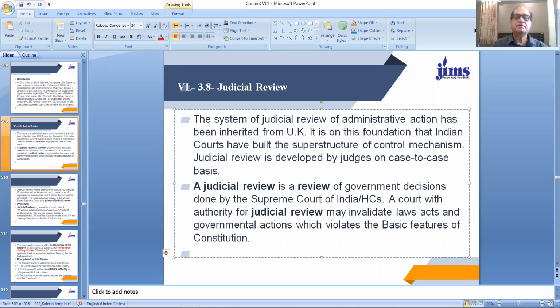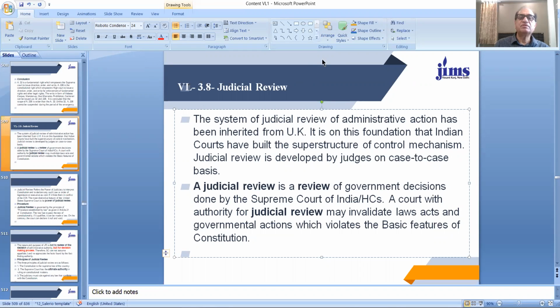Today we are going to learn what is judicial review. You know the system of judicial review. Judicial review of administrative action has been inherited from United Kingdom. It is on this foundation that Indian courts have built the superstructure of control mechanism. Judicial review is developed by judges on case-to-case basis.